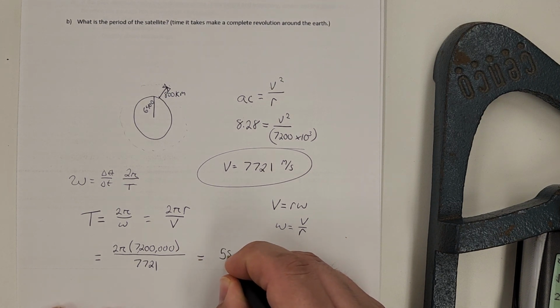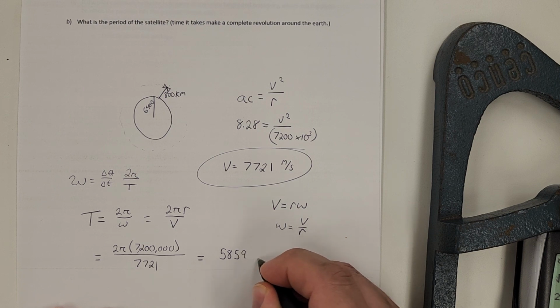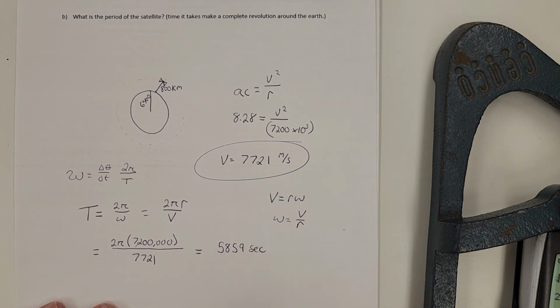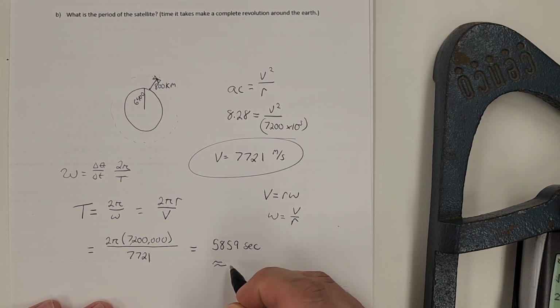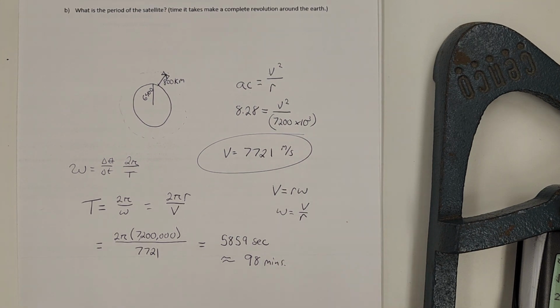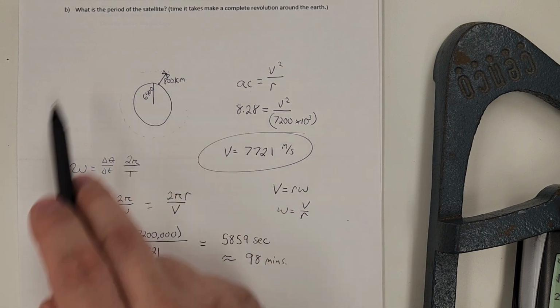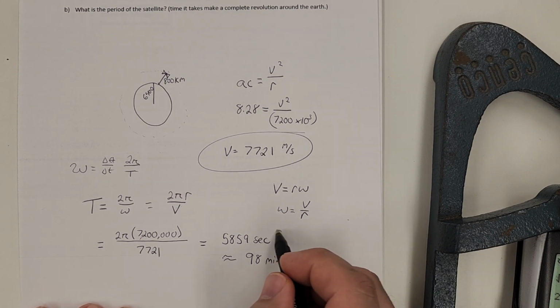5,859. And this is in seconds, right? Because it's a period, so it's standard units. This is in seconds. If you did want to convert that into minutes, you get about 98 minutes. Might be a little bit easier to realize that it's less than 2 hours, about an hour and a half, and it completely does a circle around the Earth. So it is moving quite quickly. That's our answer here for part B.